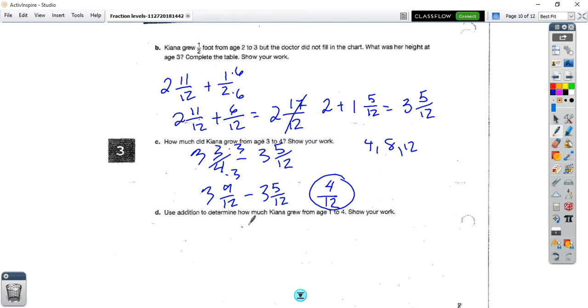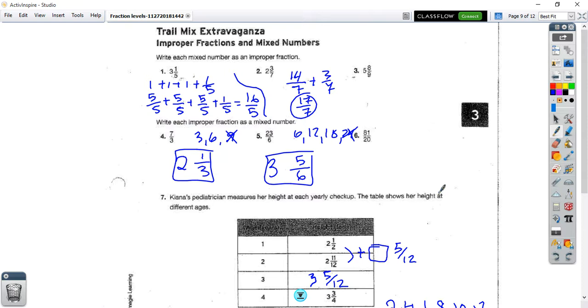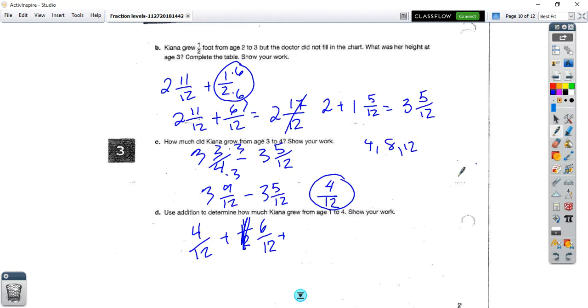Then it says use addition to determine how much she grew from 1 to 4. So let's look at all our answers. We have from 3 to 4 was 4/12. And then up here it says half from 2 to 3, so this is 1/2. Which we already saw here that turns into 6/12. So let's just write it as 6/12. 6/12 plus, if we go back to the last problem, originally we said 5/12 here from 1 to 2. So let's go over plus 5/12.